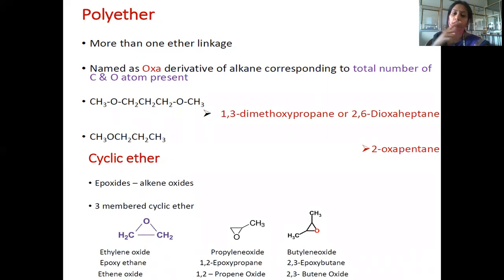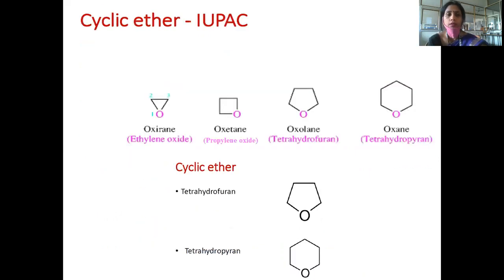Then there are cyclic ethers also. That means ethers having a cyclic structure. They are also called epoxides or oxiranes. They are also called alkene oxides. When it is three-membered, the example is epoxyethane or ethylene oxide. For a derivative with three carbons, it will be called propylene oxide. When there are 4 carbons, it will be called butylene oxide.